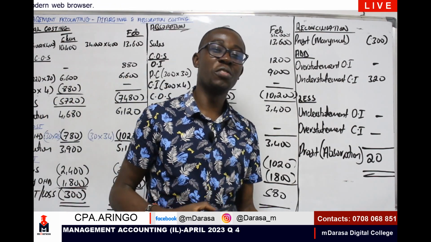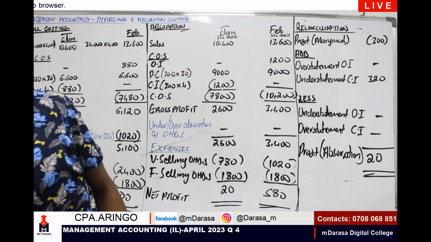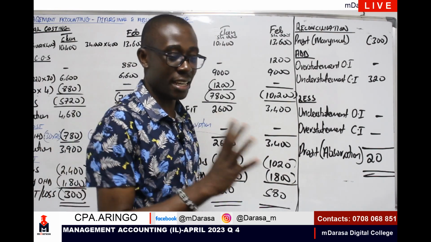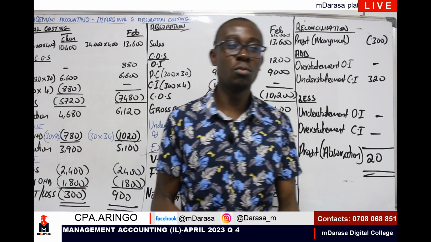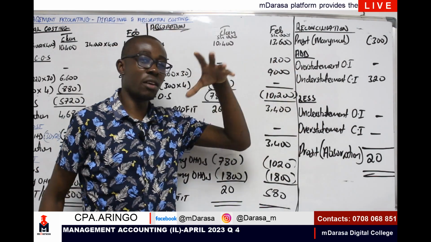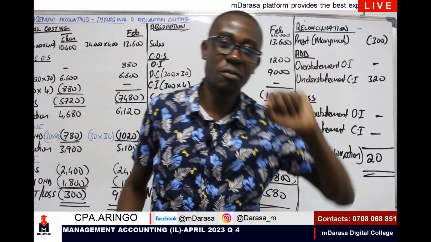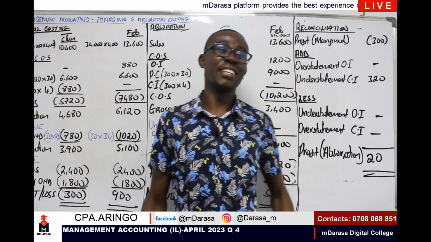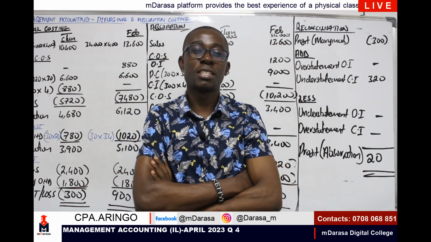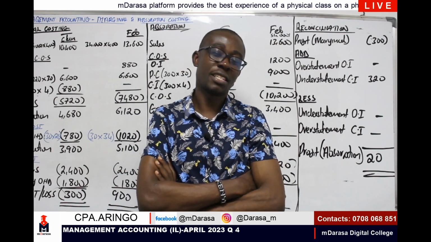I want you to do February and see if you're going to achieve the same profit. Use the same format and clearly advise and tell Mwalimu what you will be having, given the fact that in February we are having opening inventory and no closing inventory. For you to earn your 20 marks, that is what you are expected to do.